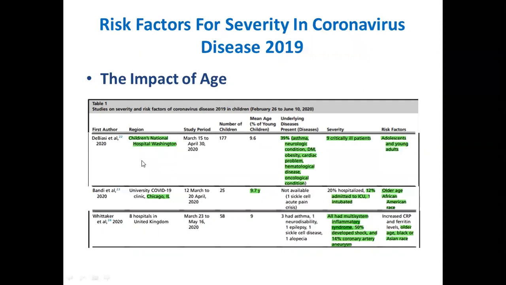A study in the US from the Children's National Hospital in Washington, D.C., of 177 children noted that adolescents and young adults were more commonly critically ill than young children. Another study in the US reported that the mean age of positive children was significantly higher than those testing negative. In this study, they noted that aside from older age, these children were more often African American. So race was also noted to be significantly higher in those African American children. A study done in the UK with 58 children also noted, aside from the older age group, that race was described as a risk factor for COVID-19.